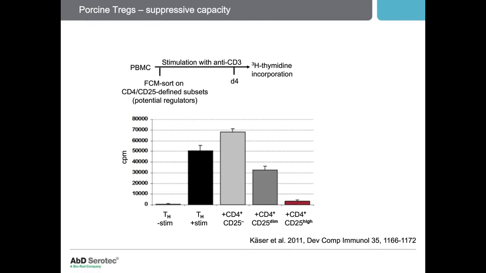For evaluation of the suppressive activity of the CD4, CD25 defined T cell subsets, we stimulated PBMC with anti-CD3 antibodies and measured the 3H-thymidine incorporation after 4 days of cultivation. You see the positive effect of CD4 positive, CD25 negative cells, and you see the inhibitory effect of the CD4 positive, CD25 dim population and the CD4 positive, CD25 high population on the proliferation of our PBMCs.